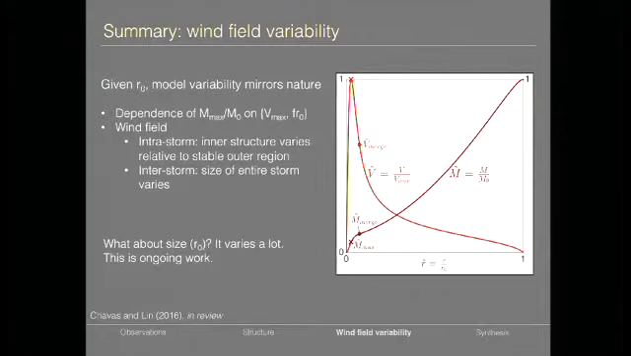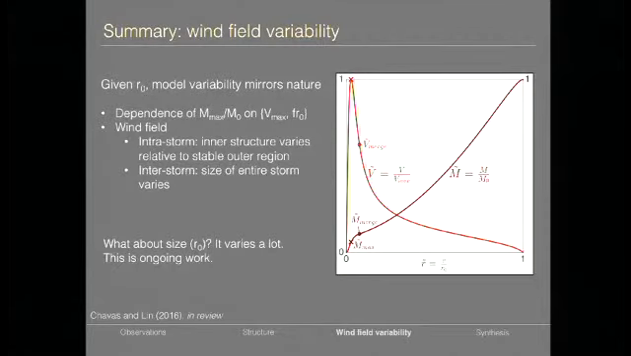And then in terms of the wind field itself, we have this intrastorm variability. I didn't actually explain this. This type of variability tends to occur predominantly within the life cycle of a storm: the inner structure varies relative to a stable outer region. What's characteristic across storms more often is that the size of the entire storm tends to vary, so you can have a small storm and a big storm, and we see that frequently. They can have the same intensity, same everything, but very different sizes.